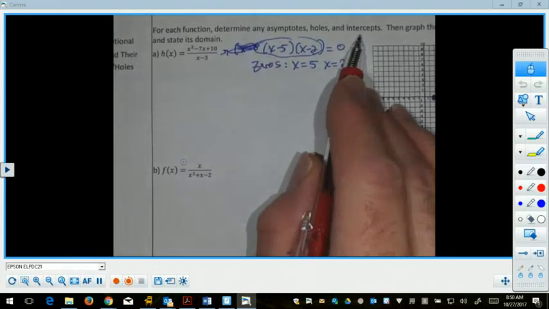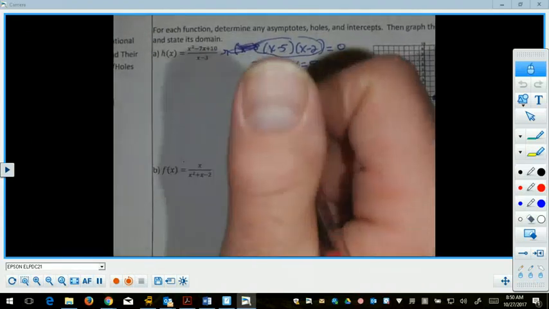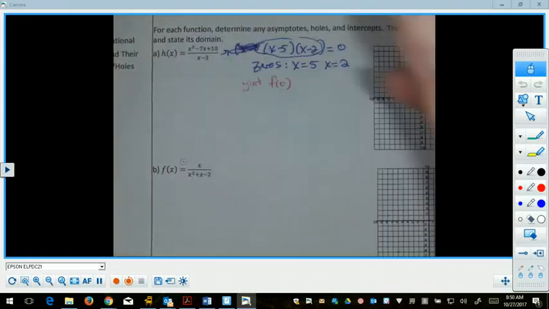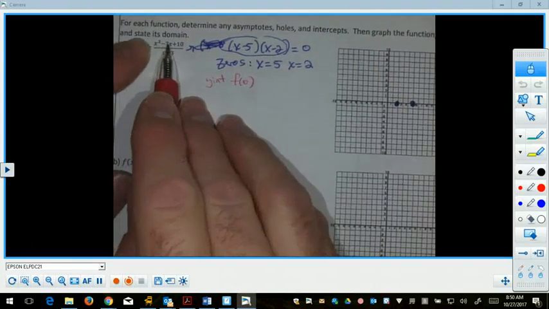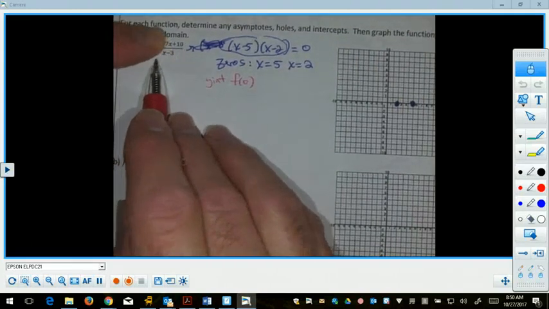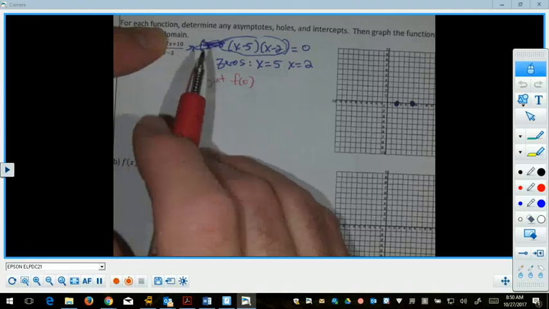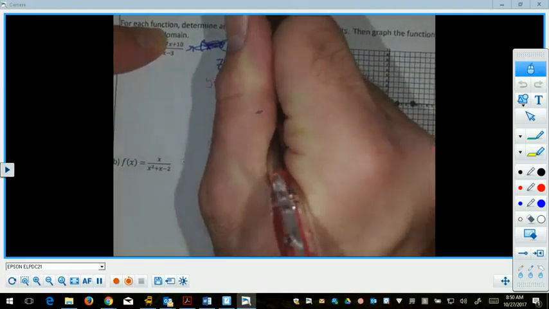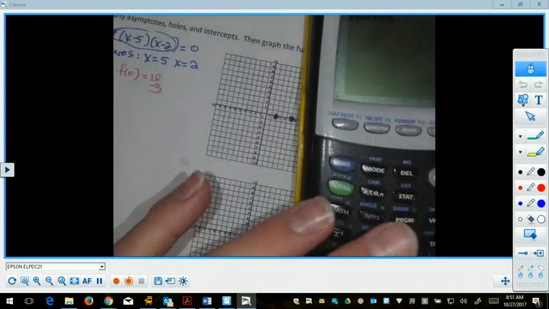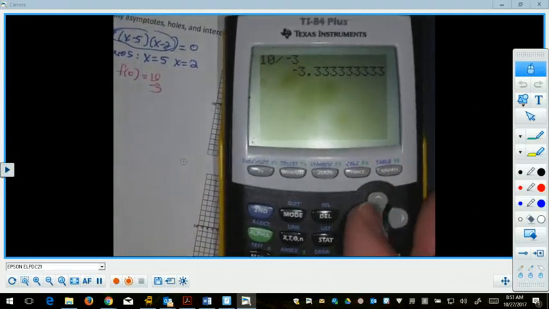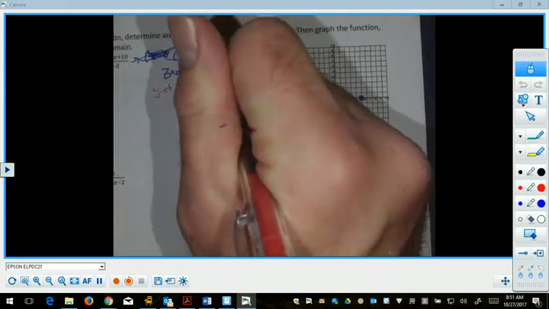So it does say the intercepts, so I do need to get the y-intercept. To get the y-intercept, I'm just going to do f of 0. So I plug 0 in, and everything in my numerator disappears except for 10. Everything in my denominator disappears except for the constant. So it's 10 over negative 3, which I'm going to want a decimal value for graphing that. Negative 3 and 1/3, or negative 3.3 repeated.